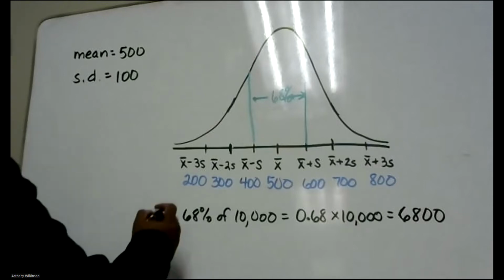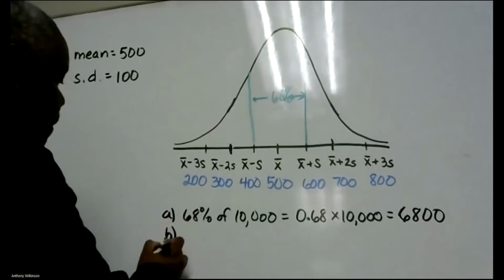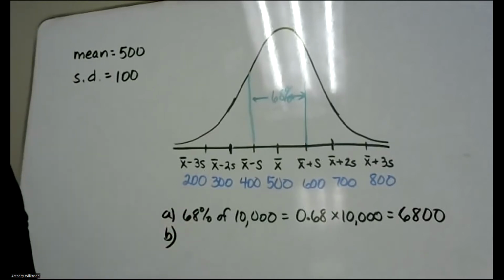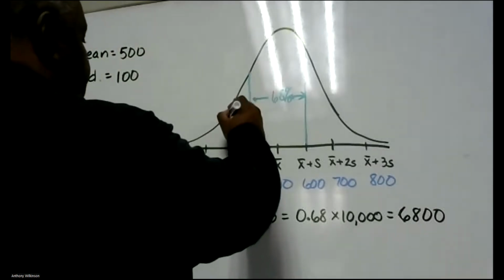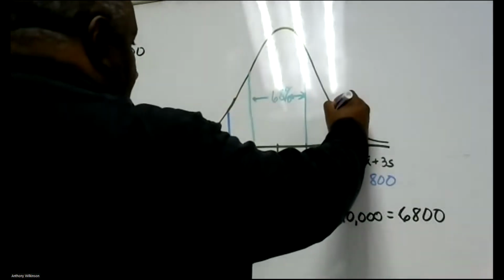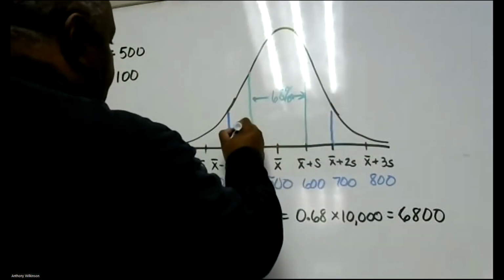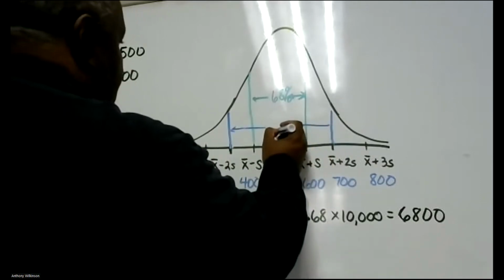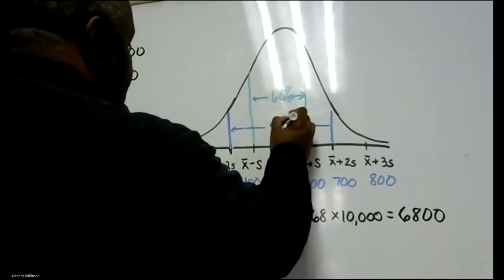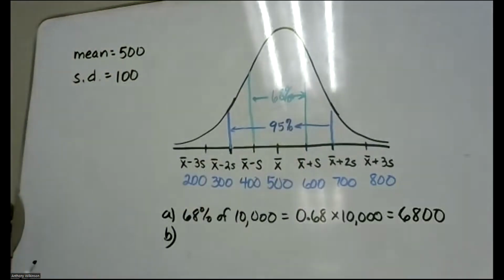And then, well, this is part A. Now, part B is this. How many scored between 300 and 700? Okay, now I'm going to use a different color here. Let's see. Here's 300, and this is going to be 700, which is right here. That boundary represents what percent? 95%. Because that's within two standard deviations of the mean. So 95% of those scored between 300 and 700.